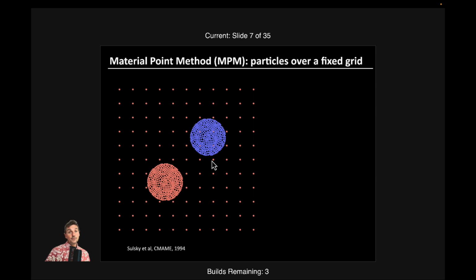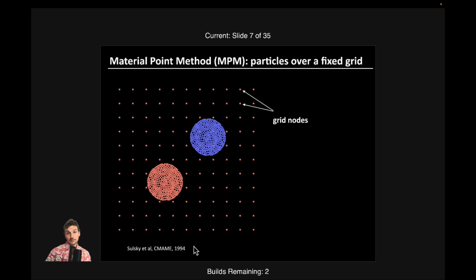Okay, so now what is the material point method? So first of all, you have to know about Sulsky because she is the one who came up with the idea. So you can, of course, take a look at what she wrote, and you can also take a look at our latest book. I'll give you a reference. And if you can get it, I think it will be useful reading.